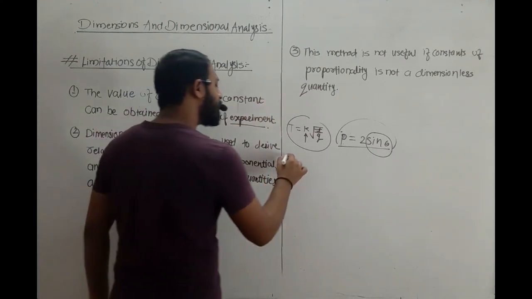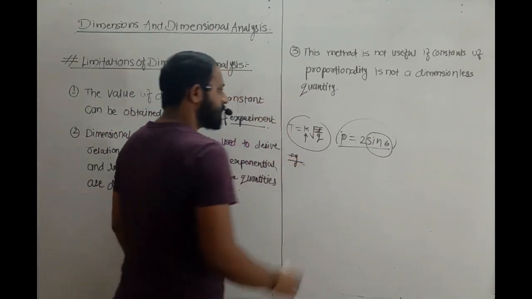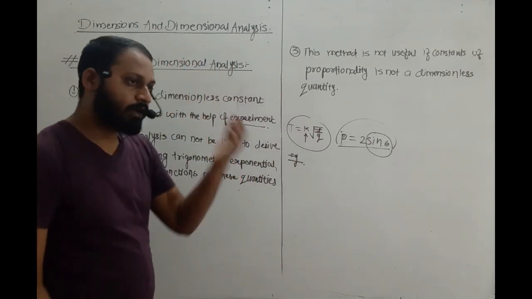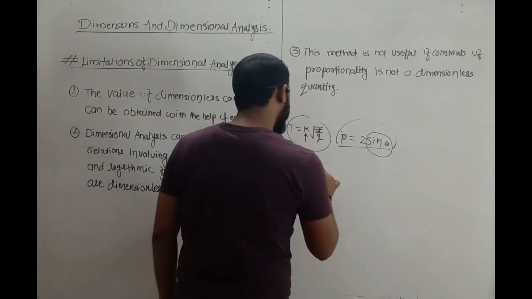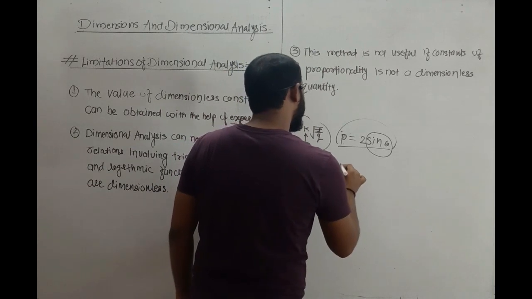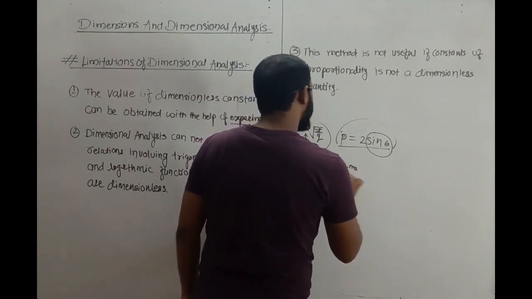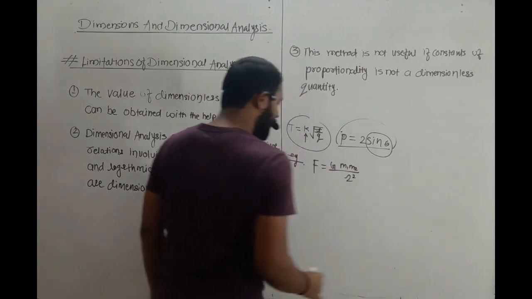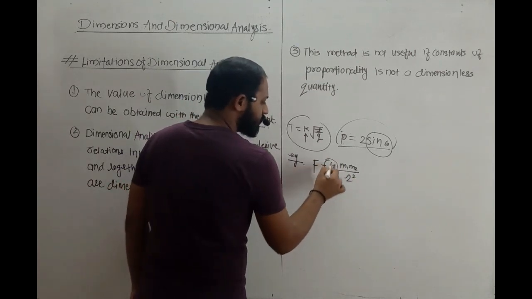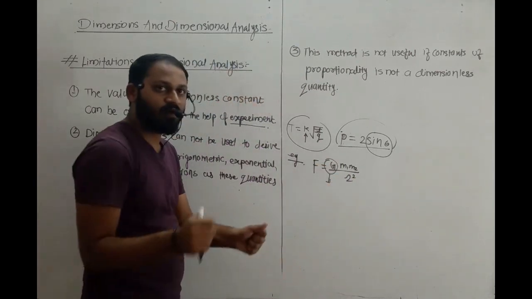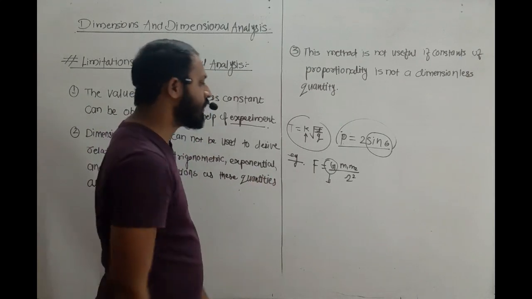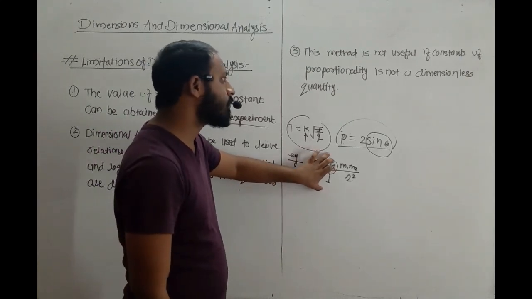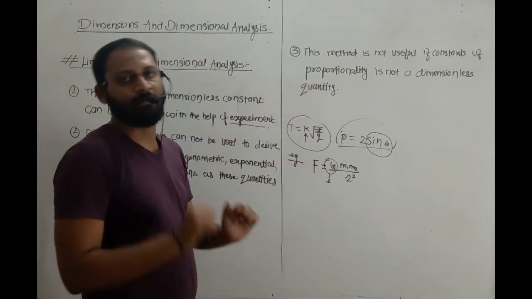Now see the third: this method is not useful if the constant of proportionality is not a dimensionless quantity. For example, the force between two masses according to Newton: F equals G m1 m2 upon distance squared. Now here the proportionality constant is G, but G is not dimensionless. That's why for such types of formulas this method is not applicable.